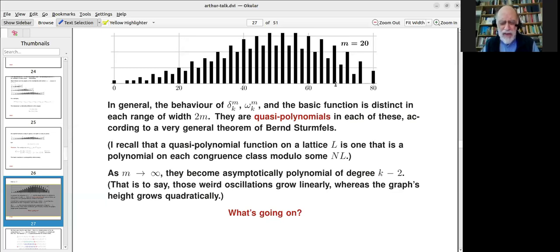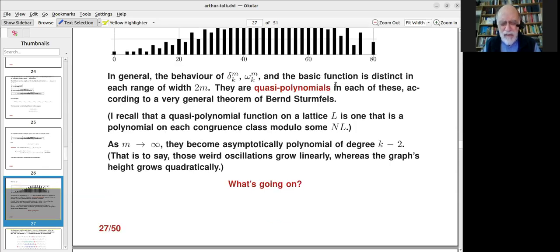So I recall, to be precise, a quasi-polynomial function on a lattice is one that is a polynomial on each congruence class modulo some multiple of the lattice. And as I say, you have some nice asymptotically polynomial behavior. Still, it's just not clear what these functions mean in representation theoretical terms.